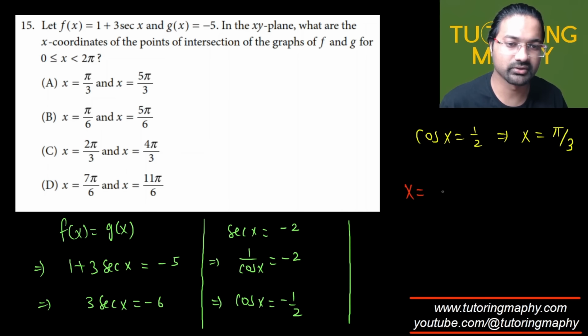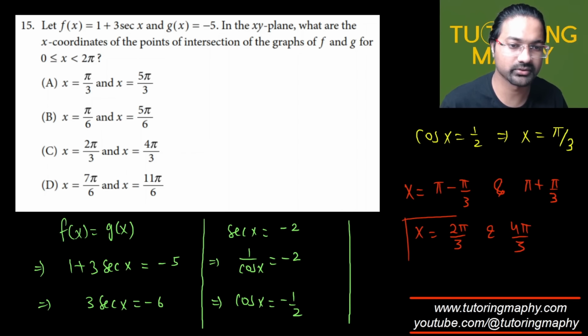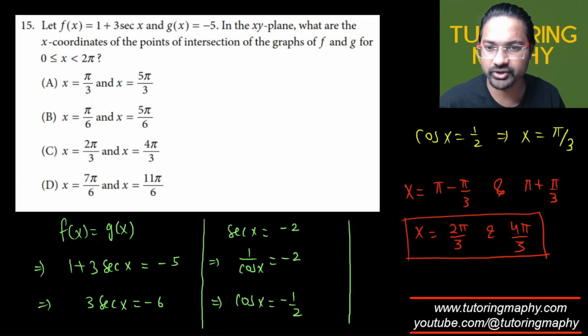So that's going to look like pi minus pi/3, which is in quadrant 2, and pi plus pi/3, which is in quadrant 3. So this is going to look like 2 pi/3 and 4 pi/3. So it's 2 pi/3 and 4 pi/3. That is the answer, which is option number C.